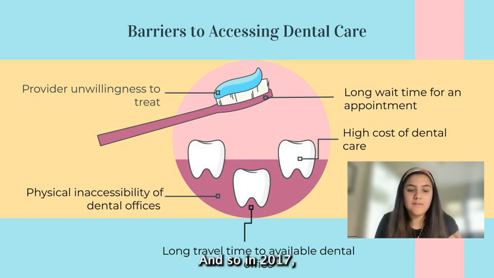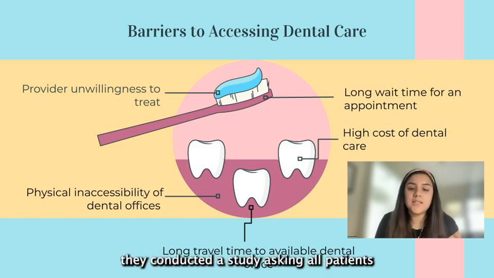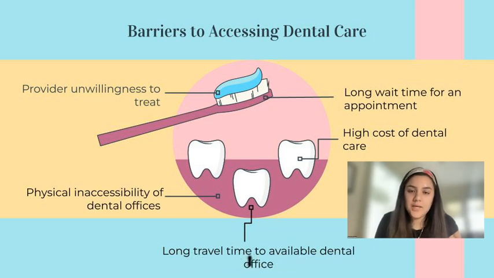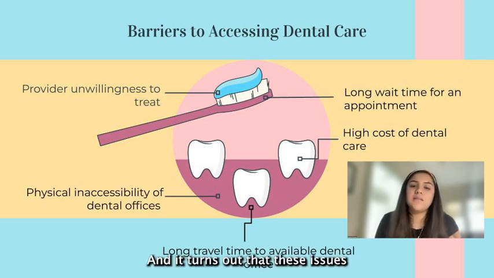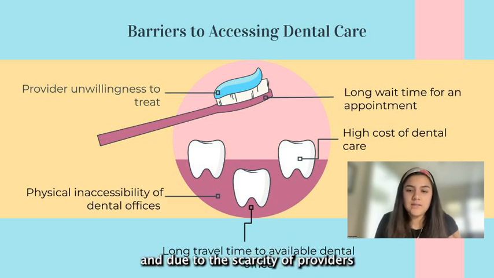And so in 2017, the Journal of the California Dental Association conducted a study asking all patients, what are some issues that you have run into in terms of getting access to dental care? And it turns out that these issues are very intertwined with one another. And due to the scarcity of providers that are willing to take on patients with special healthcare needs, there are very few options for these patients. So they're forced to wait very long times.